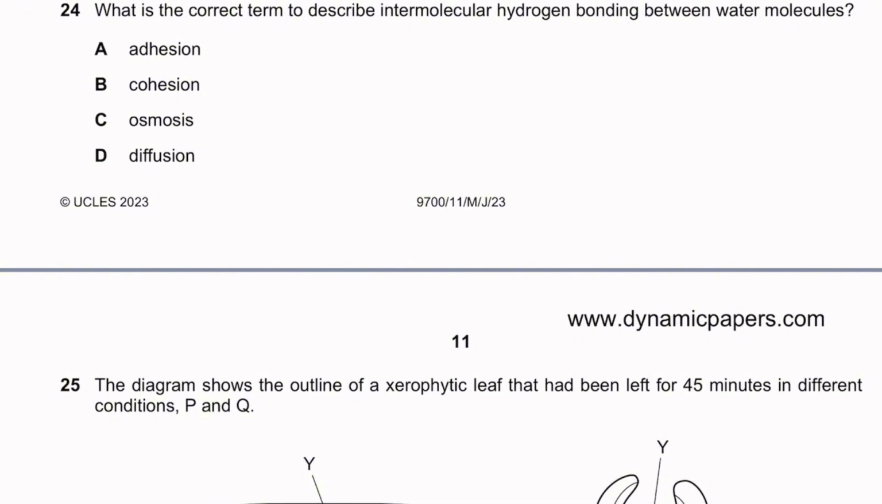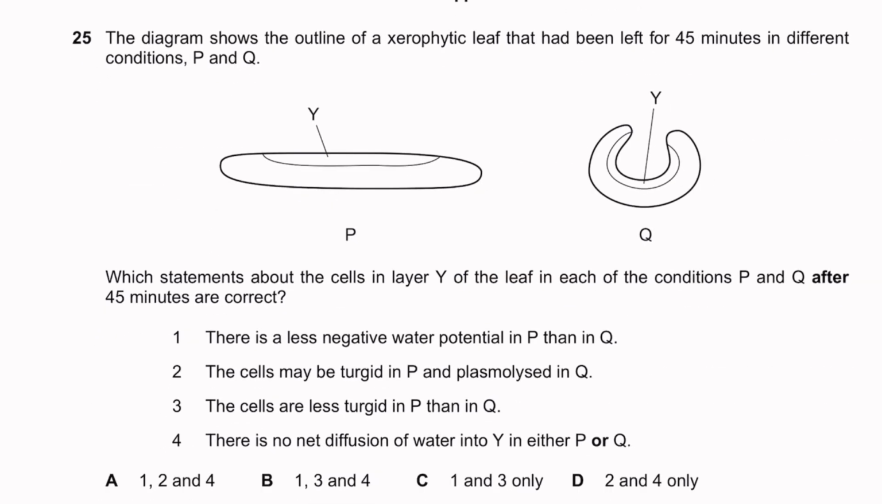What is the correct term to describe intermolecular hydrogen bonding between water molecules? Adhesion, cohesion. Between water molecules, that's going to be cohesion. Between water molecules and a surface, that's adhesion. Water movement from a region of high water potential to lower water potential across a partially permeable membrane, that's osmosis. Diffusion, I think you all know the definition of diffusion. Our famous question.